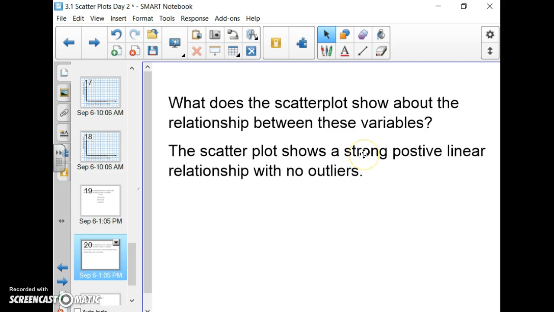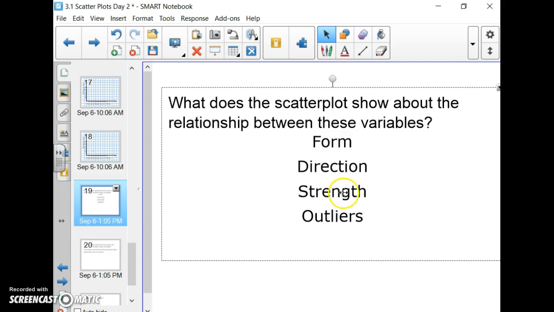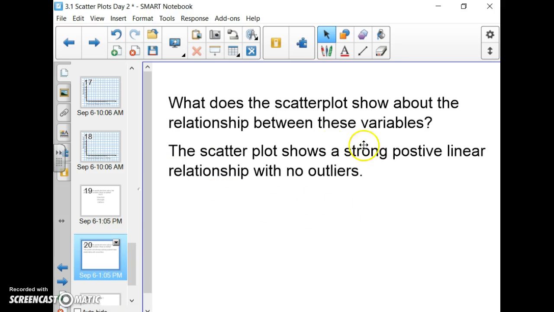Now, I got this down to one sentence, and I was able to talk about these 4 things: form, direction, strength, and outliers. You don't have to write a sentence for each one, or even a paragraph for the whole thing. In one sentence, I was easily able to define all of it. I have strength, I have association, I have form, and I talk about outliers.